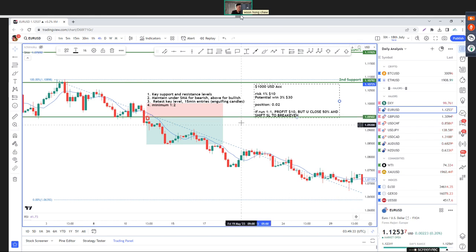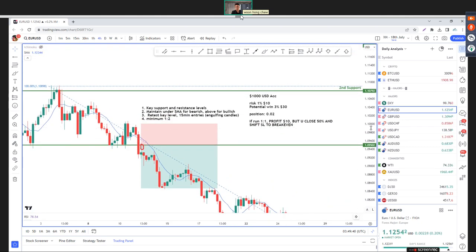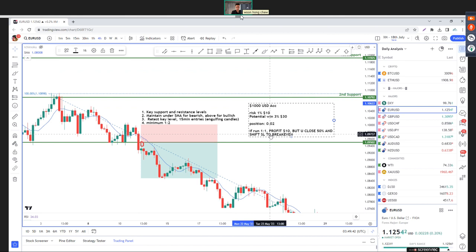Please show how you run your strategy on TradingView. Okay, so for TradingView, it is very manual. You cannot do it automatically, unless you use this strategy tester thing.